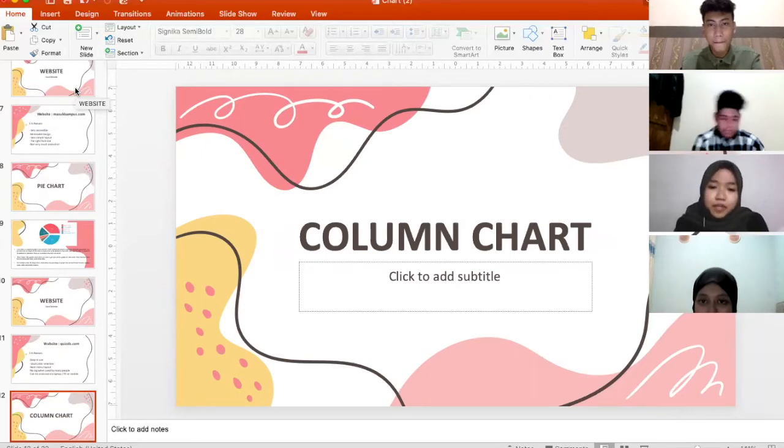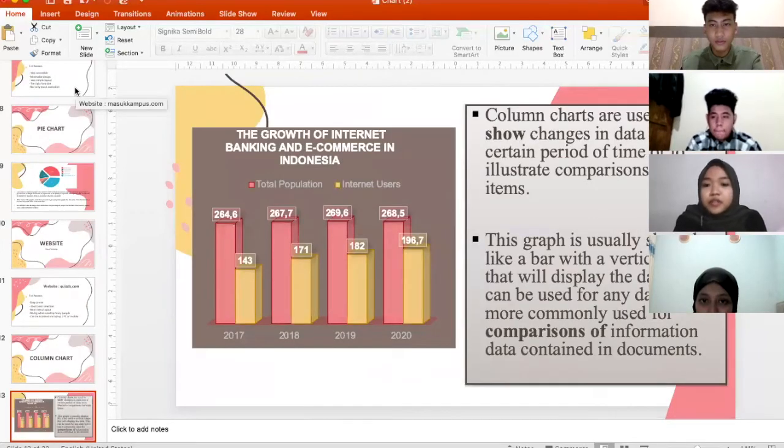The next graph to be shown is the column chart. In general, a column chart is used to measure quantity. Column charts are used to show change in data over a certain period of time or to illustrate comparison between items. This graph is usually shaped like a vertical bar that displays the data. This can be used for any data, but is more commonly used for comparison of information.